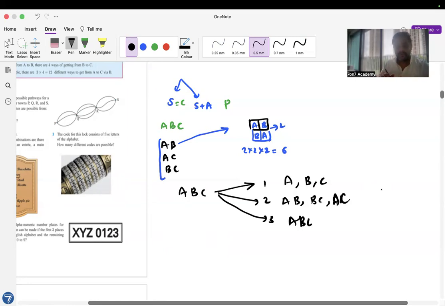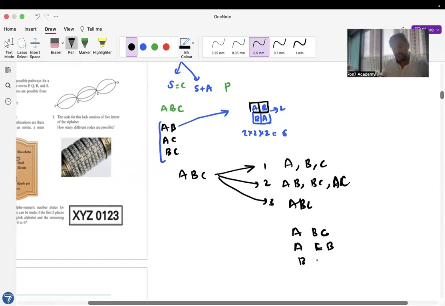This is the appropriate example. Read: how many different words can I form? I can form 1-letter words, 2-letter words, 3-letter words. Agree? For 1-letter words, only 3 options are there. For 2-letter words, there will be 6 options. 3-letter words will also be 6. How 6? If you take A, then you can take B, C or C, B. If you take B first, then AC or CA.